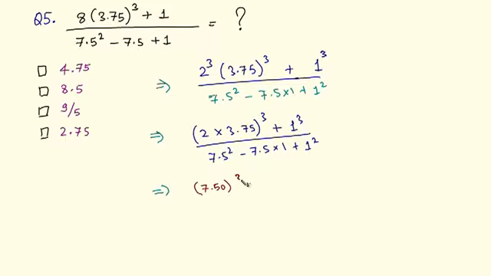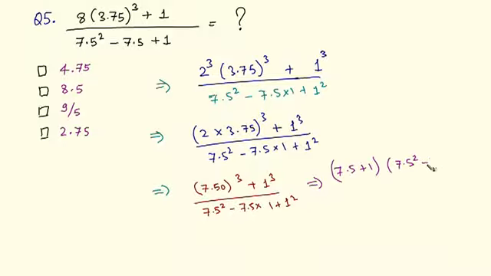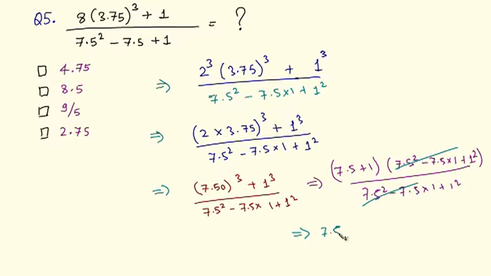And now this becomes simple. This is equal to a cube plus b cube is 7.5 plus 1 times a square minus ab plus b square. So 7.5 square minus 7.5 into 1 plus 1 square upon 7.5 square minus 7.5 into 1 plus 1 square, and these get cancelled out. So this is equal to 7.5 plus 1, which is equal to 8.5.